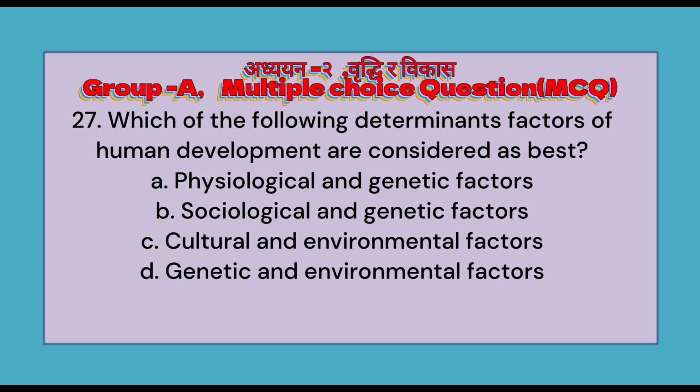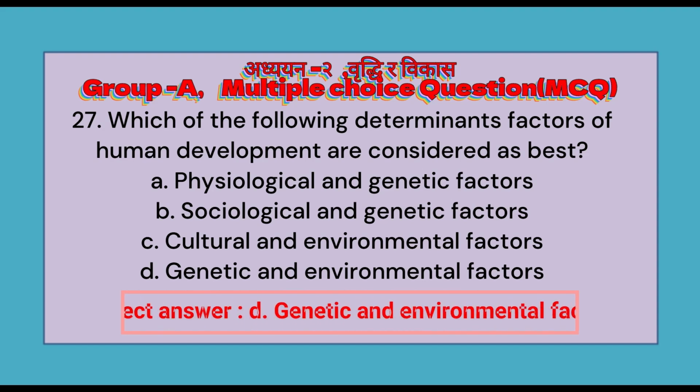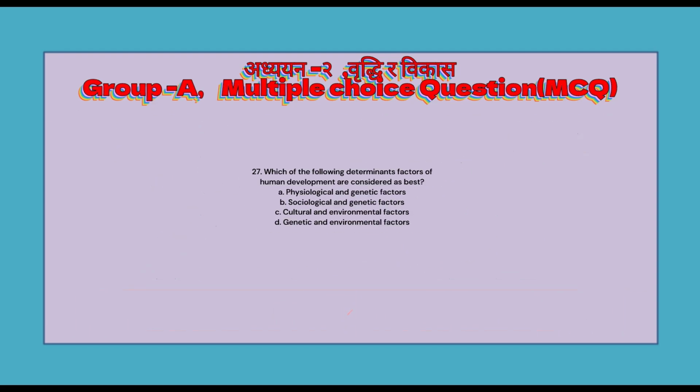27. Which of the following determinant factors of human development are considered the best? A. Physiological and genetic factors. B. Sociological and genetic factors. C. Cultural and environmental factors. D. Genetic and environmental factors. Correct answer: D. Genetic and environmental factors.